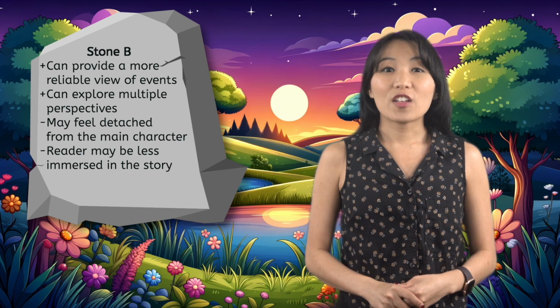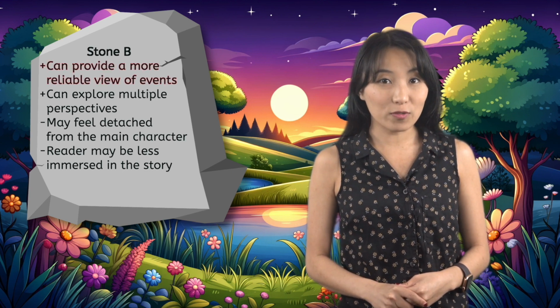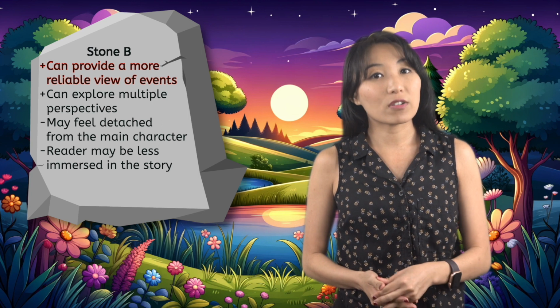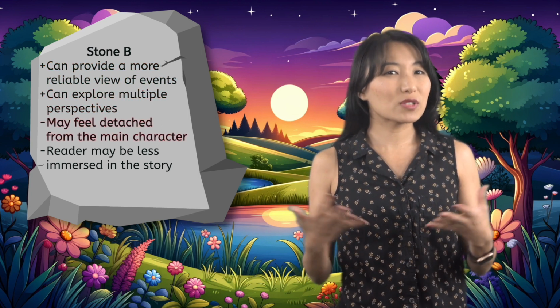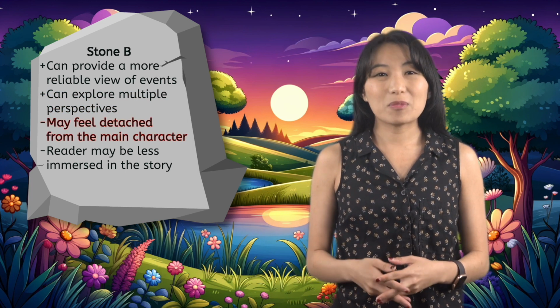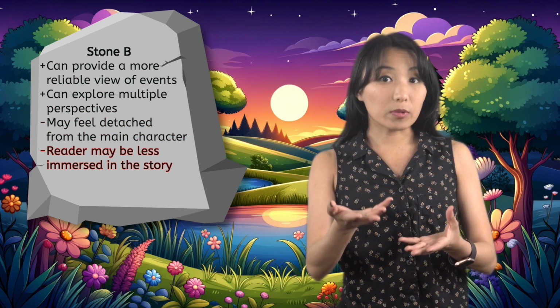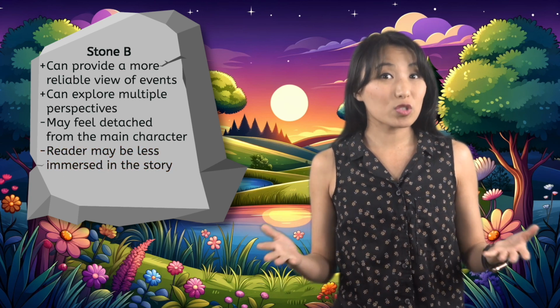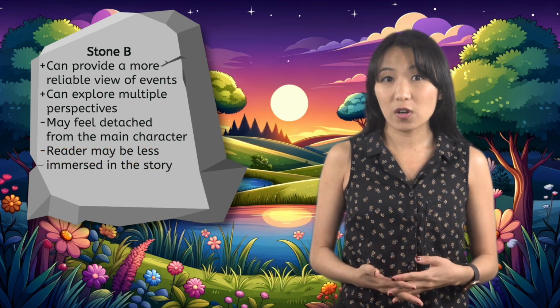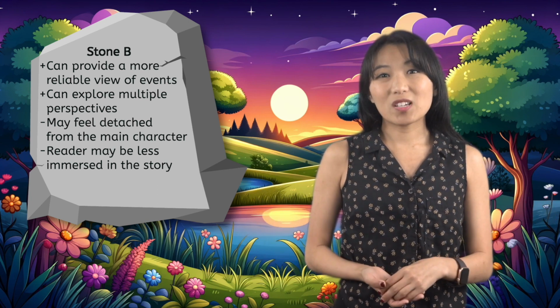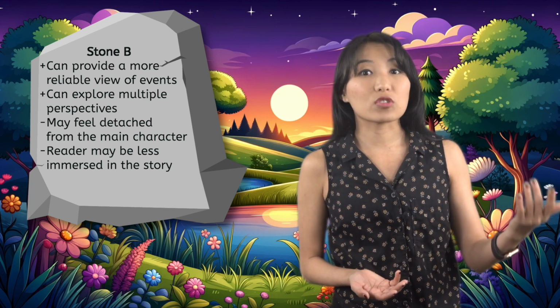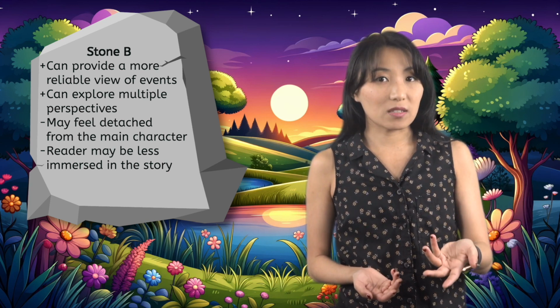Which did you pick? Stone B is correct. Third person point of view offers a reliable view of events because the narrator isn't a character and it can explore multiple perspectives. But it might make readers feel detached from the main character and can be less immersive. For example, in our story, this was probably the most reliable description of what happened so far because it was simply describing the events. However, because we weren't aware of any of the characters' thoughts, it was hard to relate to them. Let's throw our stones in and see if we're right.